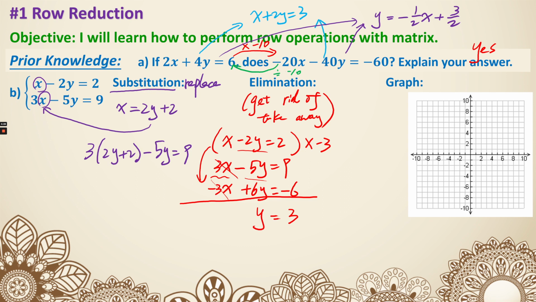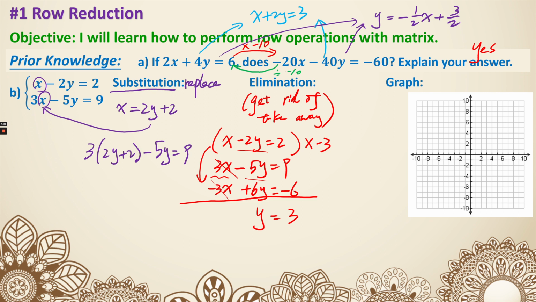You may not always just get right to y. Maybe you end up with like 3y equals something. Well, then you just need to divide both sides by a 3. You will find the y. And then you can just plug back into either equation to find the corresponding x.